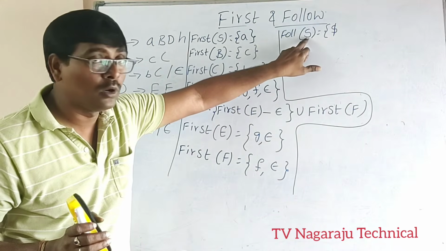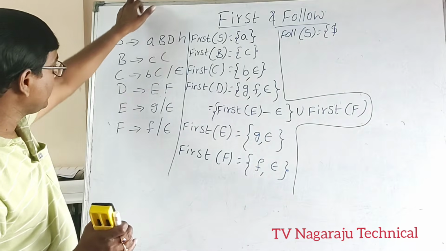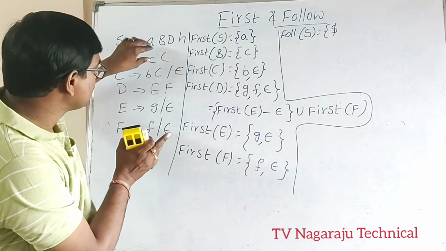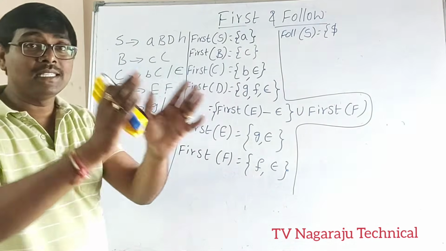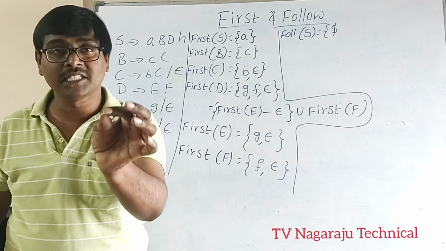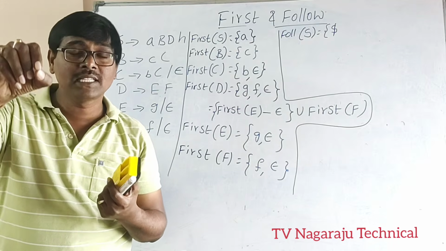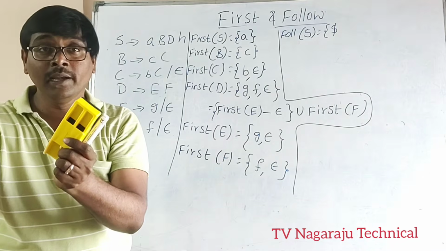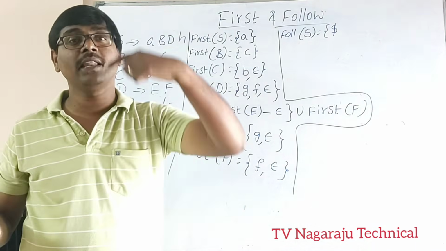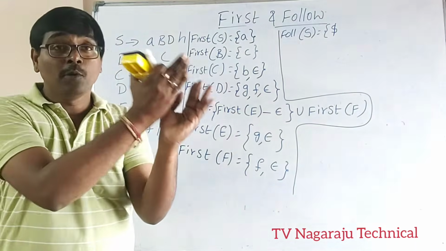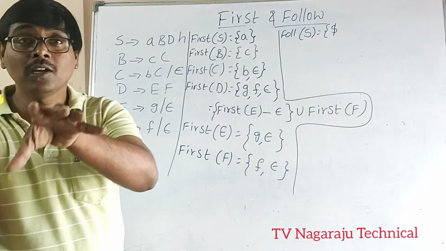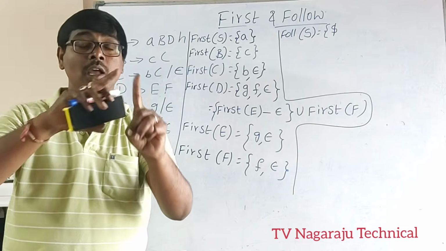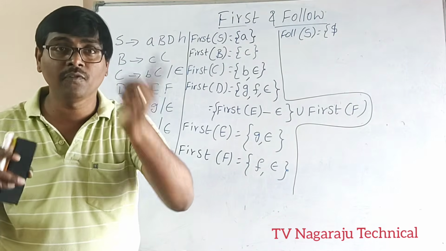For example, I need to calculate follow of S. In the entire grammar, where capital S is available. Suppose S is available at one position, and S is followed by some terminal symbol. If S is followed by some terminal symbol, that is the answer. Suppose S is followed by some non-terminal symbol, you need to calculate the first of that non-terminal symbol. Suppose S is not followed by anything. Three cases: followed by a terminal, directly the answer; followed by a non-terminal, calculate the first of the non-terminal.